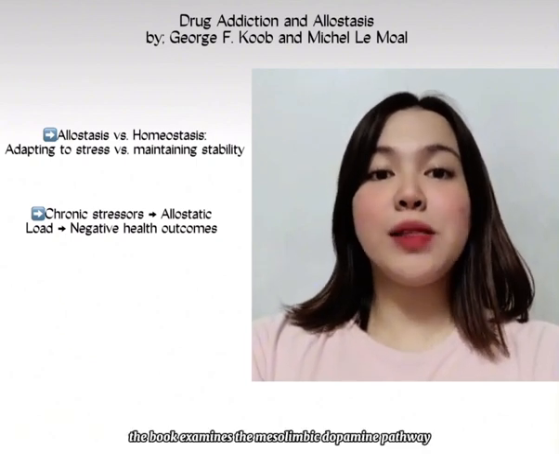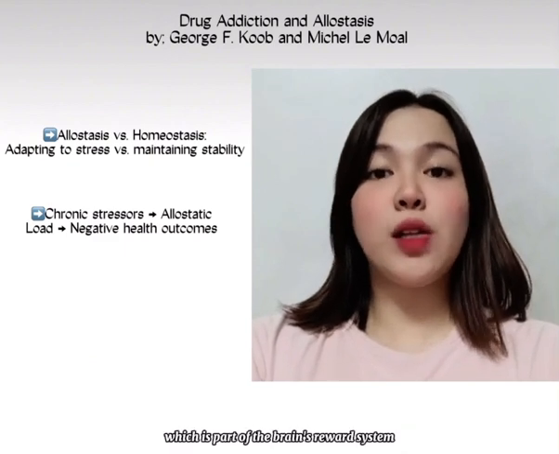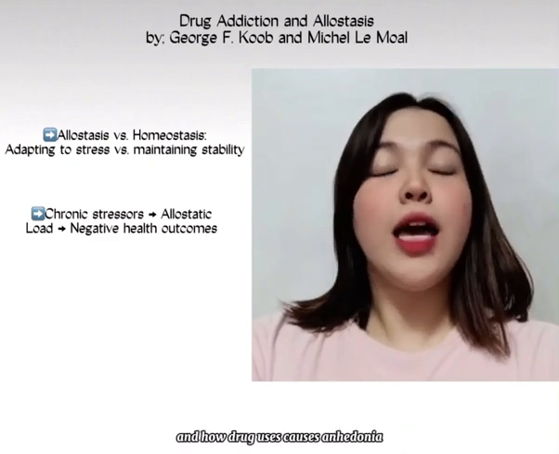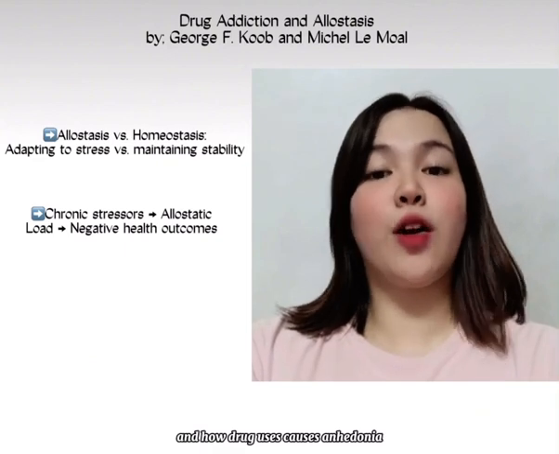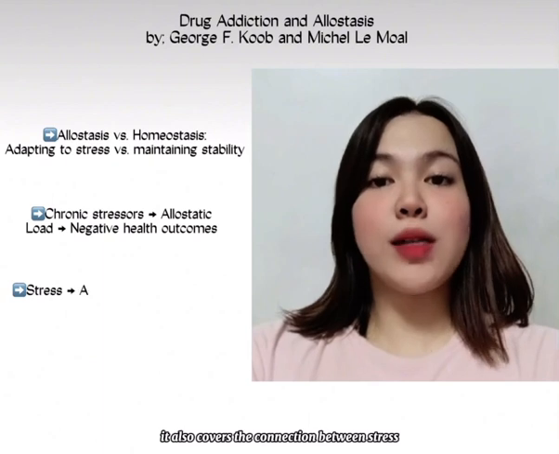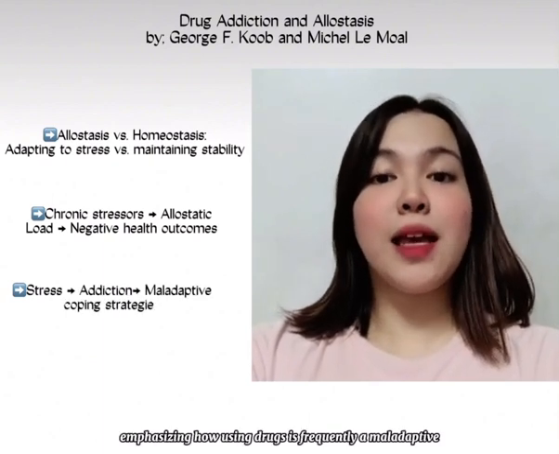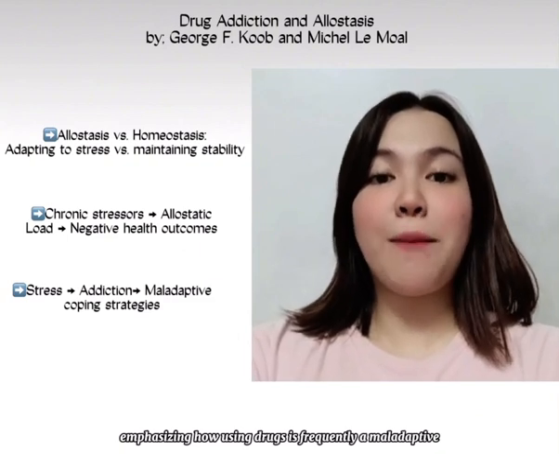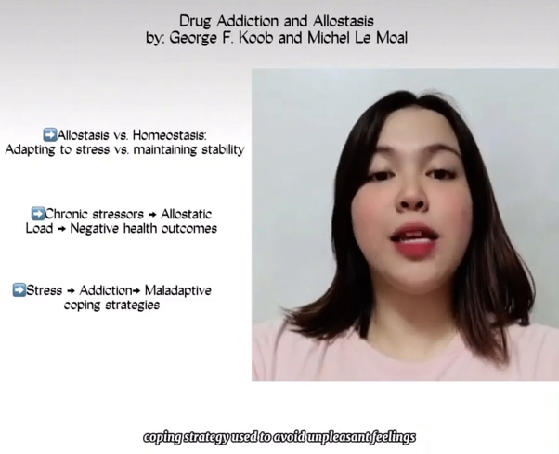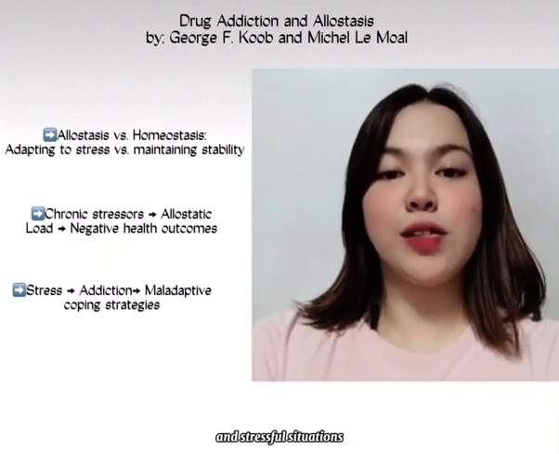The chapter examines the mesolimbic dopamine pathway, which is part of the brain's reward system, and how drug use causes anhedonia, or a diminished capacity for pleasure. It also covers the connection between stress and addiction, emphasizing how using drugs is frequently a maladaptive coping strategy used to avoid unpleasant feelings and stressful situations.